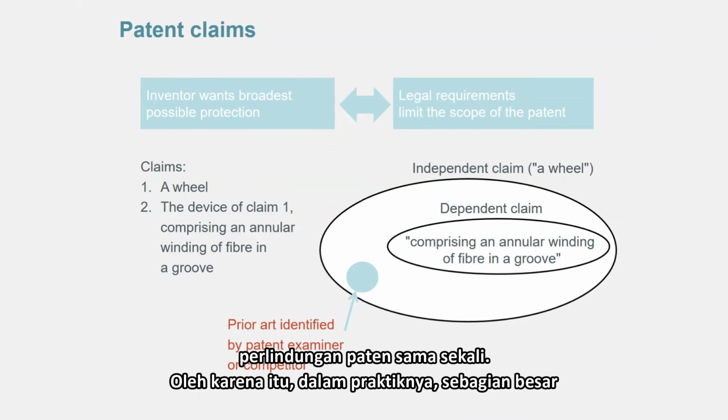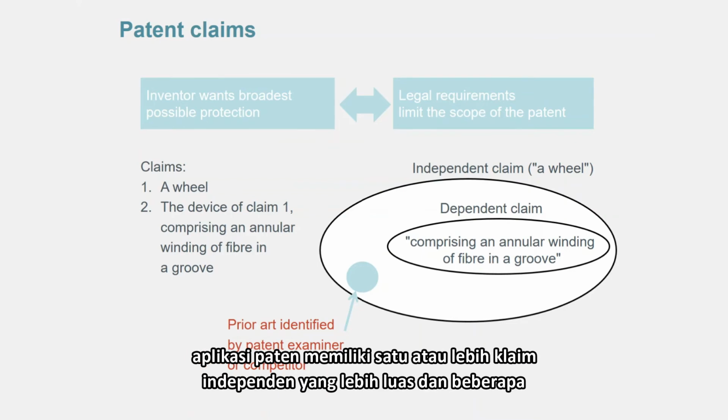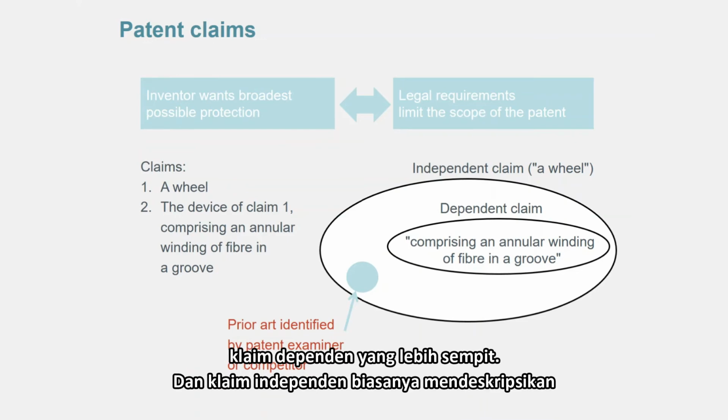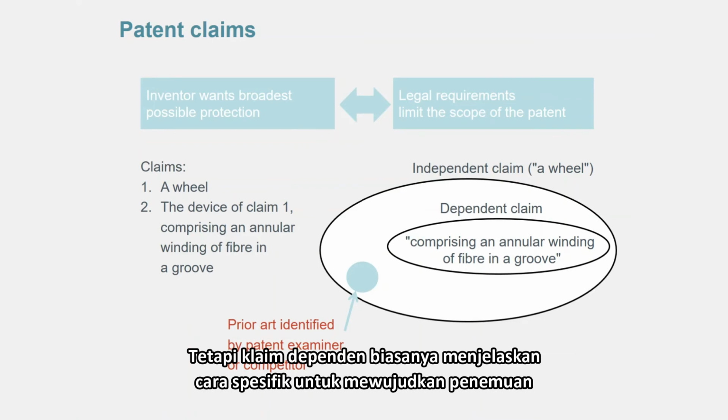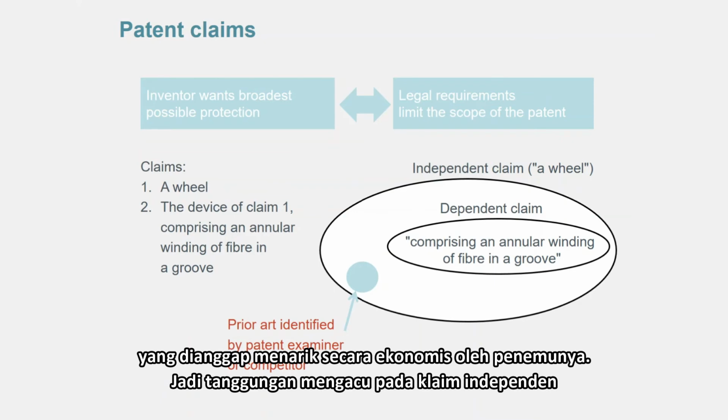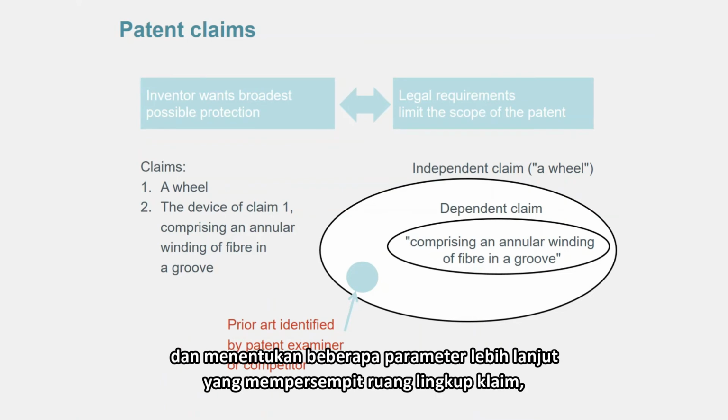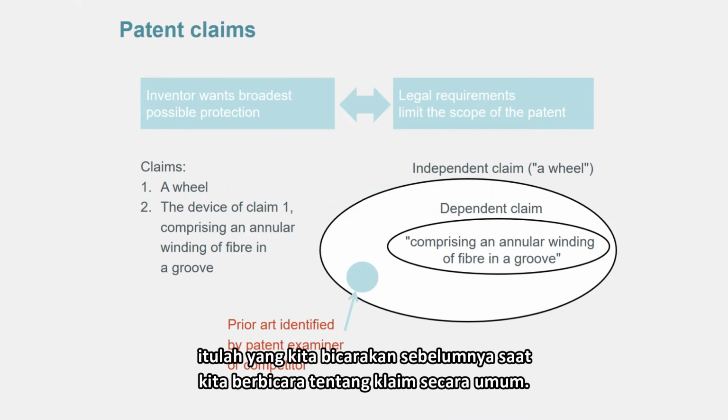Therefore, in practice, most patent applications have both one or more broader independent claims and multiple narrower dependent claims. The independent claim usually describes the invention in very general terms to allow a broad interpretation in an infringement lawsuit, but the dependent claims usually describe specific ways of realizing the invention that the inventor regards as economically attractive. So the dependent claims refer to the independent claim and specify some further parameters that narrow down the scope of the claim. That is what we talked about before when we talked about the claims in general.